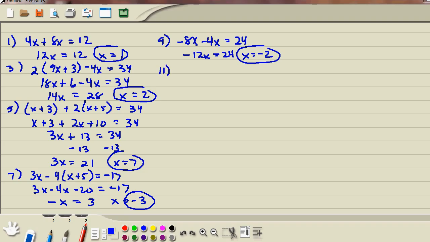Number 11, 2x minus 4 times (x minus 3) equals 26. So I got 2x minus 4x plus 12. A negative 4 times a negative 3 is a positive 12. Okay, equals 26. So a negative 2x, subtract 12 from both sides, and divide by negative 2, and x equals a negative 7.